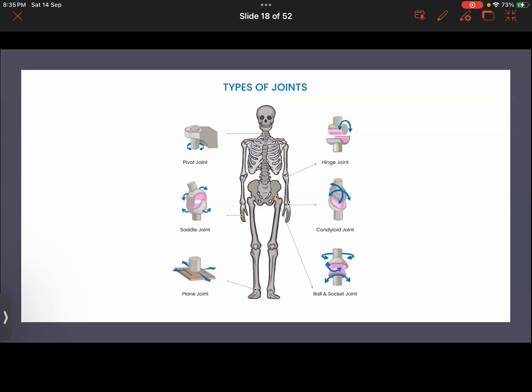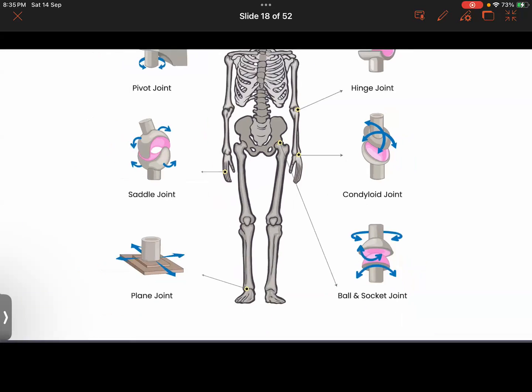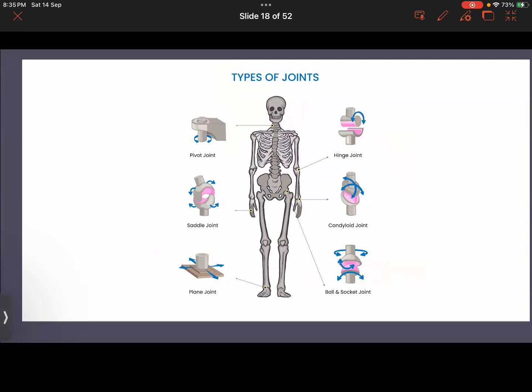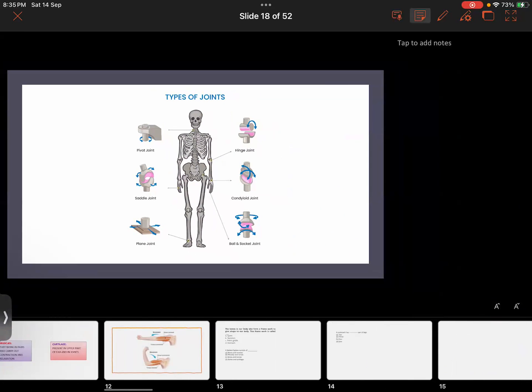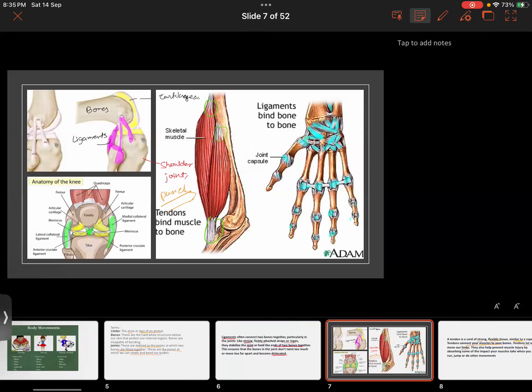Like here you can see, it's a ball and socket joint. Similar to that, there are different kinds of joints, pivot joint, hinge joint. All of that we'll be discussing in the class. Then we did learn about terms like ligaments.